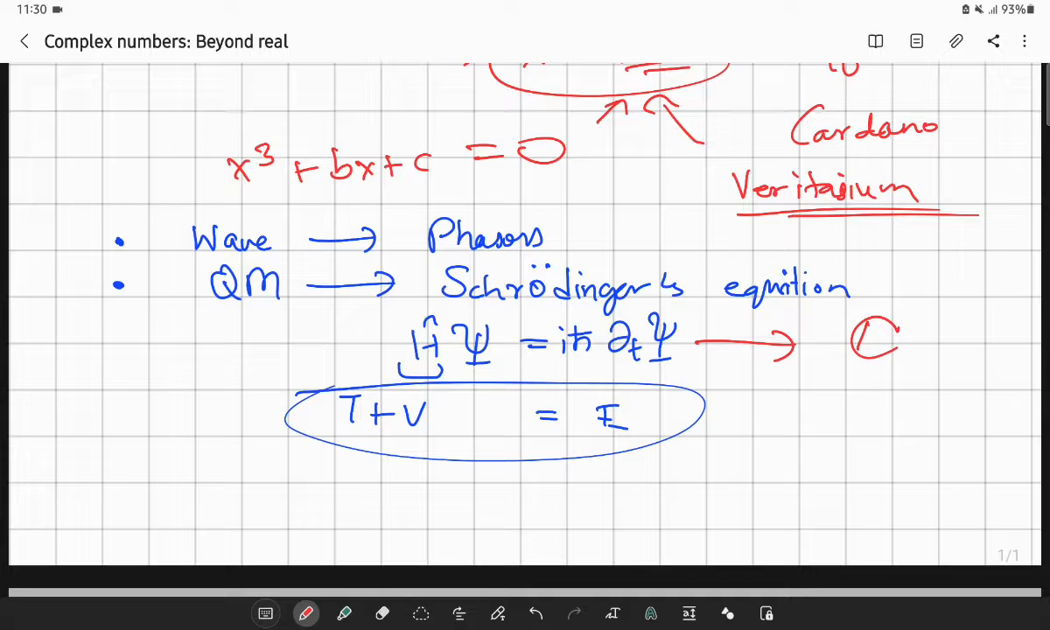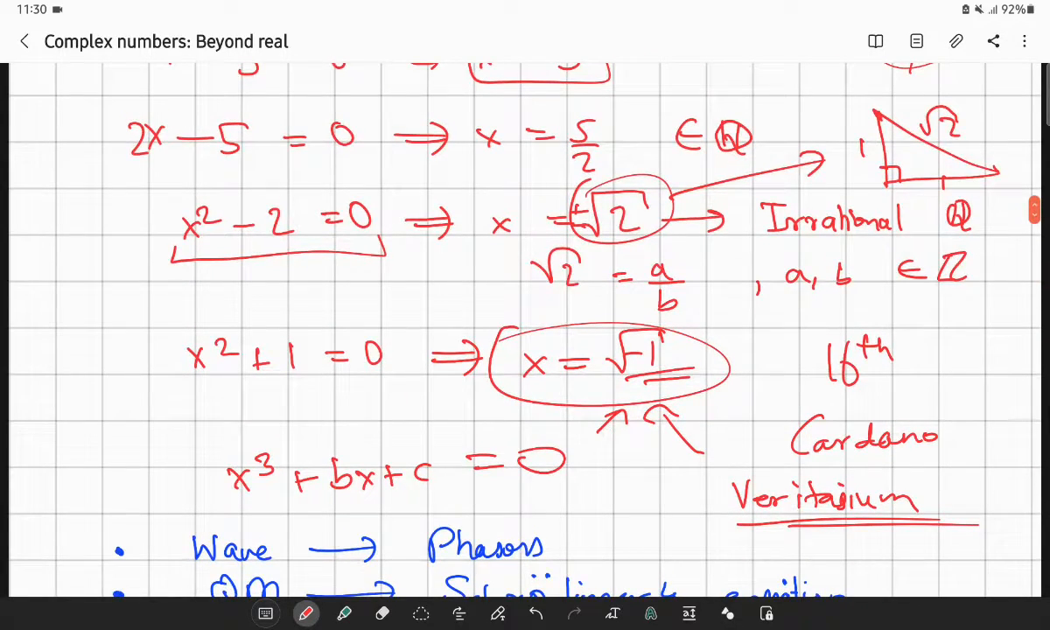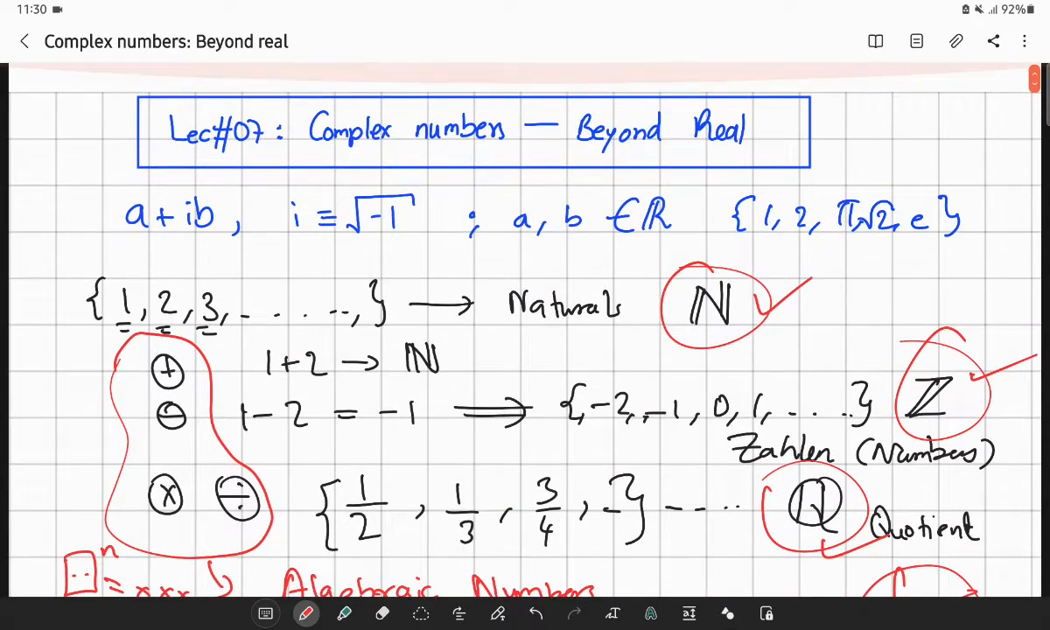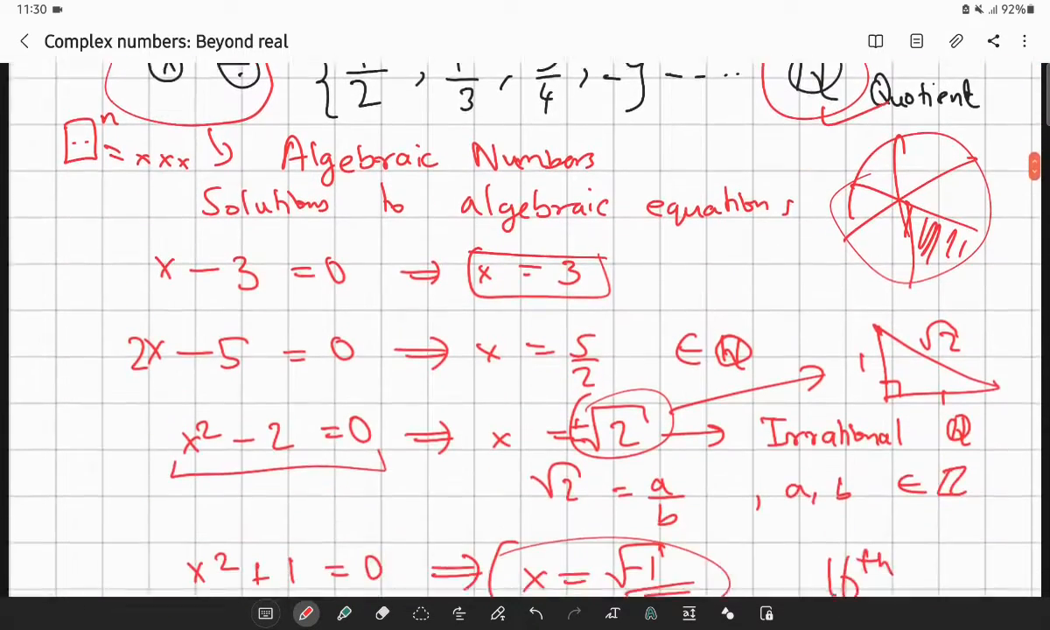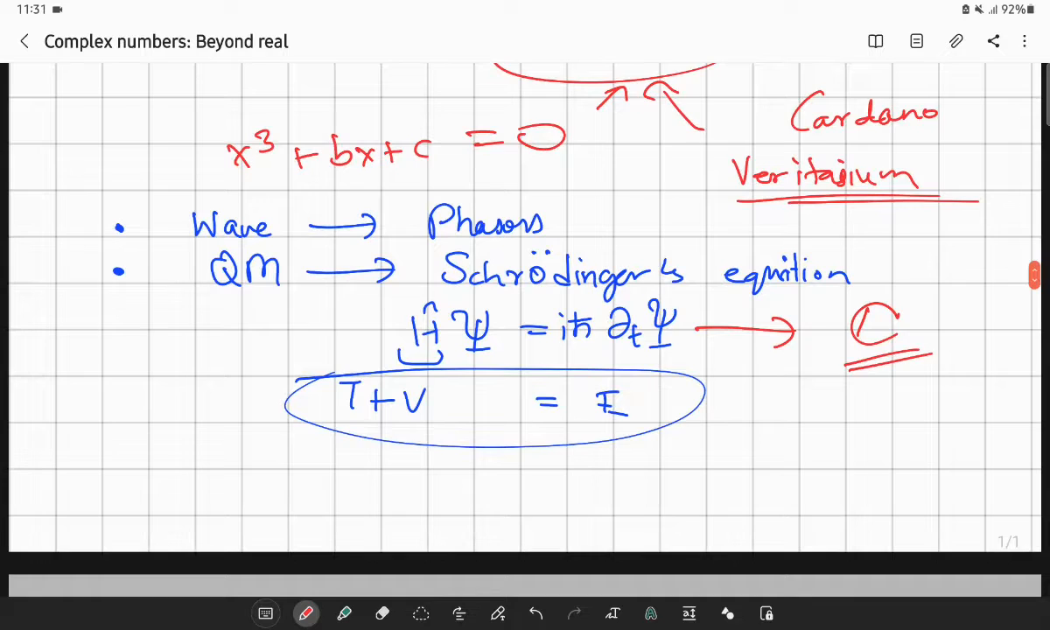And if you realize this, our reality is based on quantum mechanics. We cannot explain the universe without quantum mechanics, and we need complex numbers to explain the universe. So we have to study complex numbers and their properties because of this specific thing.